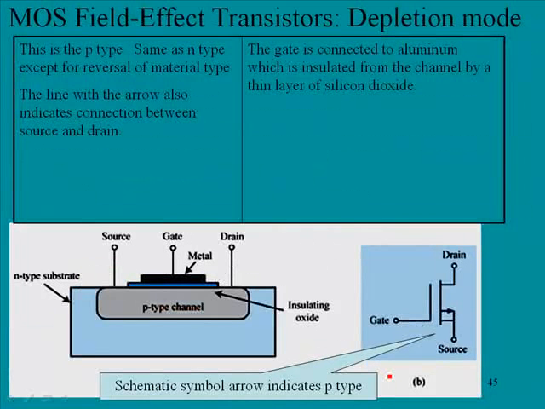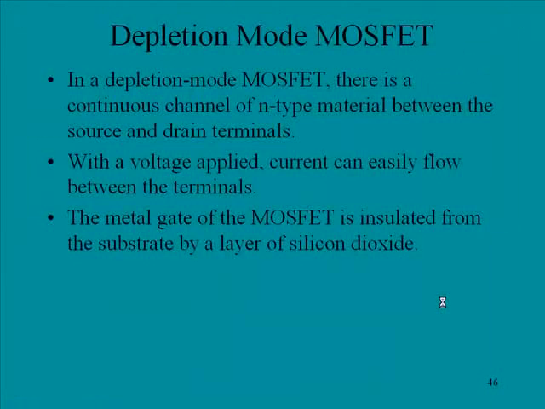Okay, this is the P type. This is the same as N except for the reversal of the material. The line with the arrow also indicates the connection between the source and the drain. That's right here. And again, same thing except that the materials have been reversed.